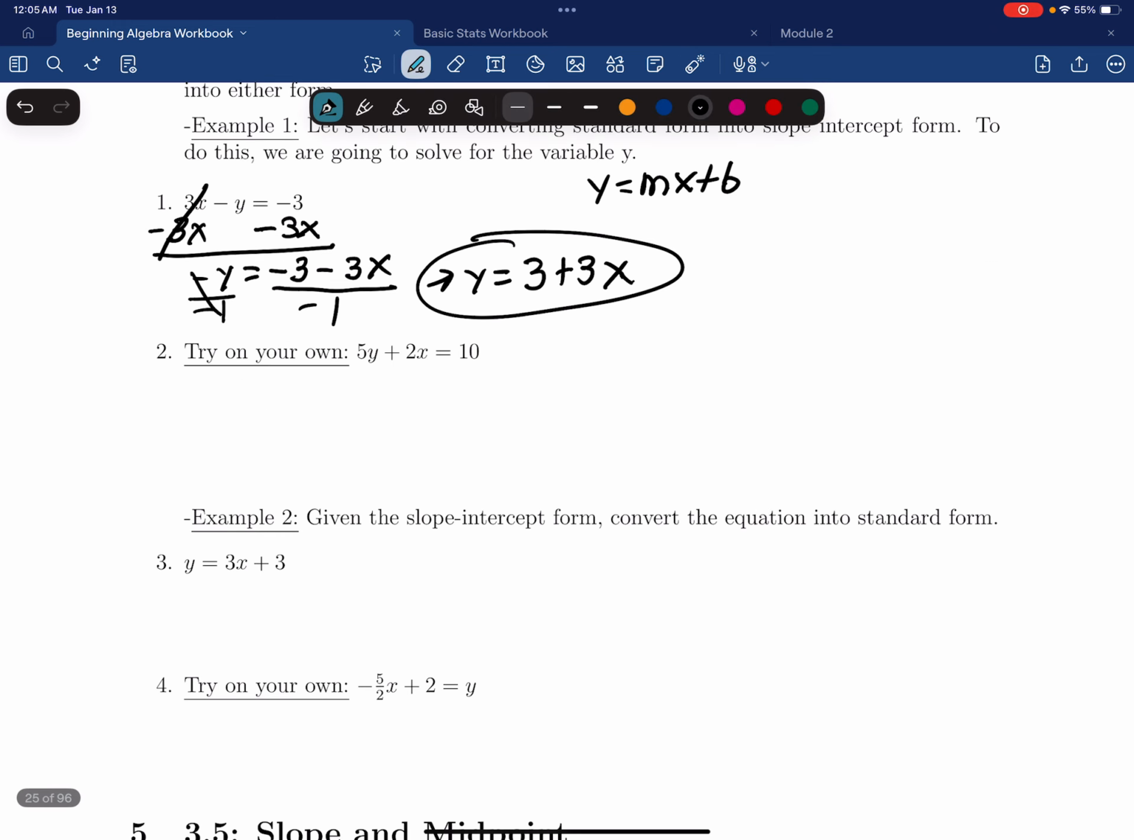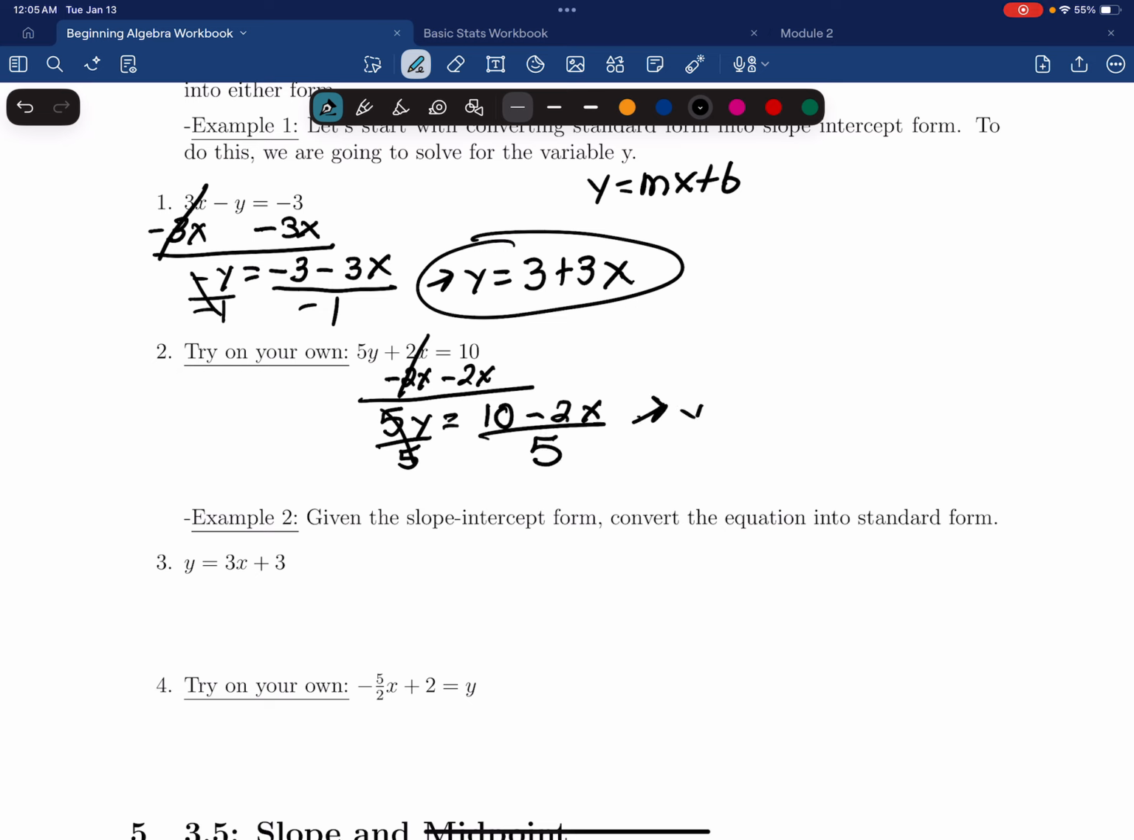Now for number 2, I encourage you to pause the video, go through the same exact steps, solve for y, and now assuming you have worked through it, let's go through it together. So to solve for y, I'm going to first subtract 2x on both sides of this equation. So we're going to get 5y equals 10 minus 2x. And then our last step is to divide by 5 on both sides.